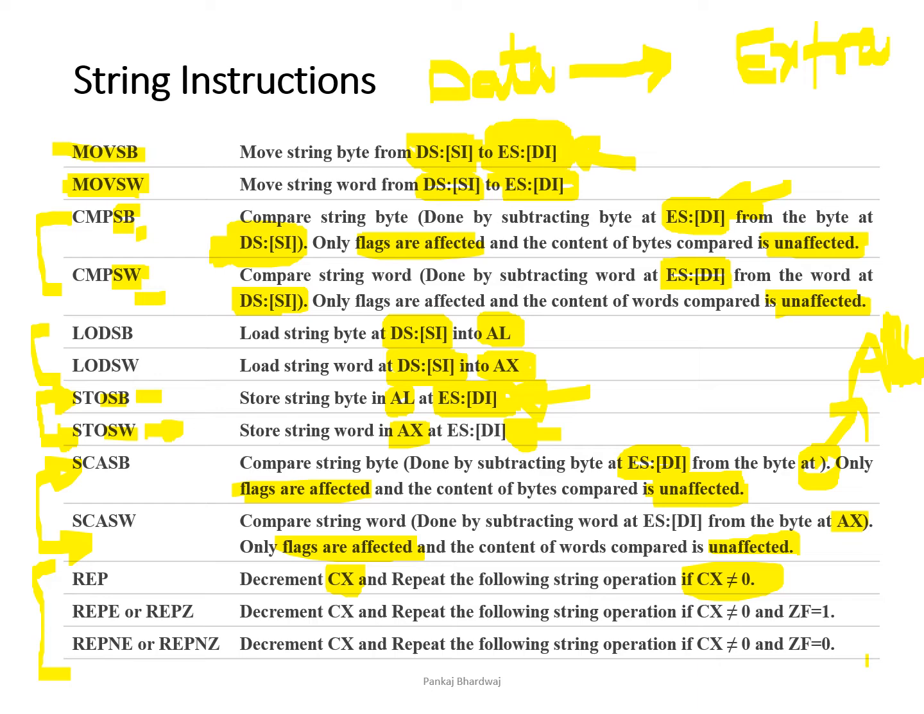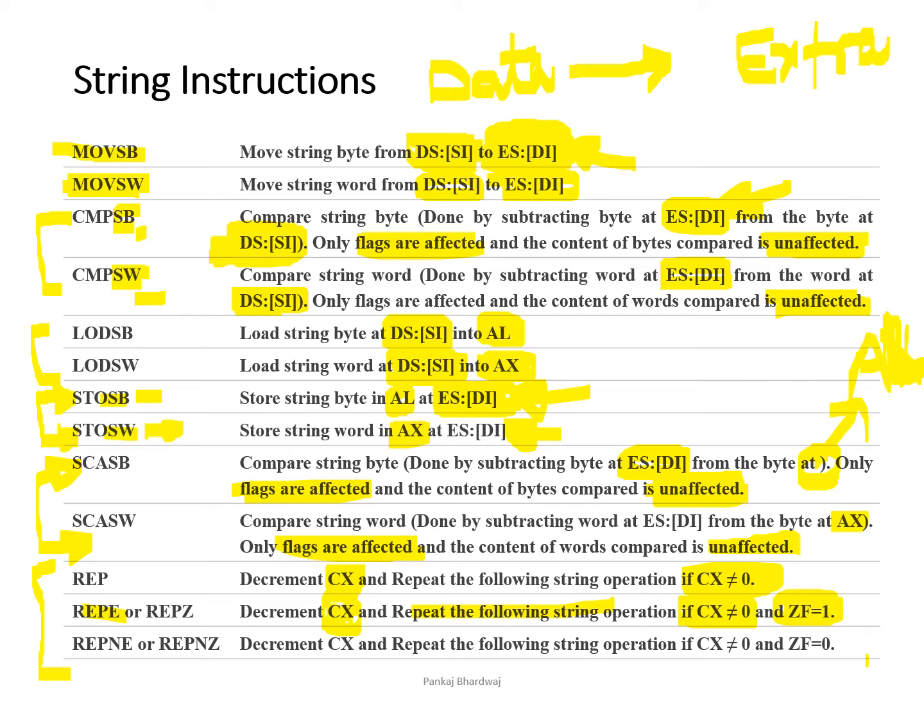Similarly, REPE means we decrement the count available in CX because it's the default count, and we repeat the string operation if two conditions hold: CX is not equal to 0, obviously, and the zero flag is set, that is repeat when equal or zero. So equal or zero means ZF has to be equal to 1. We need to check whether both conditions are true. If both are true, only then it will repeat the string operation. Otherwise it will go and execute the next instruction.